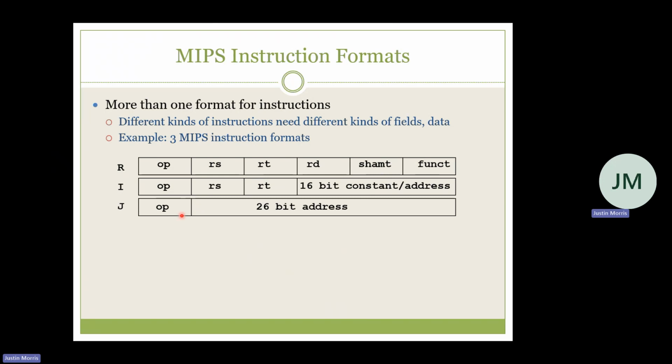All right, and then we have J types. This is for our unconditional branching. The jump and link, jump register. Well, actually not jump register, but these unconditional instructions that need a much longer address.